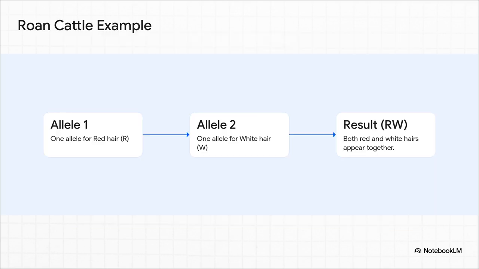A perfect example of this is something called roan cattle. So, if a cow inherits one allele for red hair, let's say R, and one allele for white hair, W, it doesn't get pink hair. Instead, you literally see individual red hairs and individual white hairs growing right next to each other. Both alleles are fully expressed, creating that roan pattern.